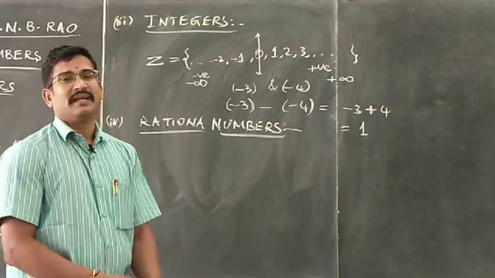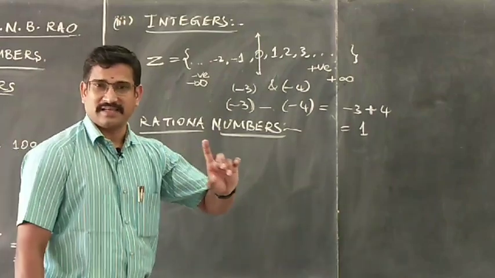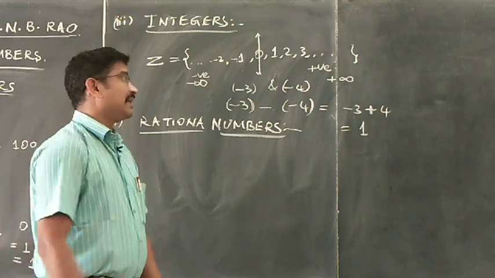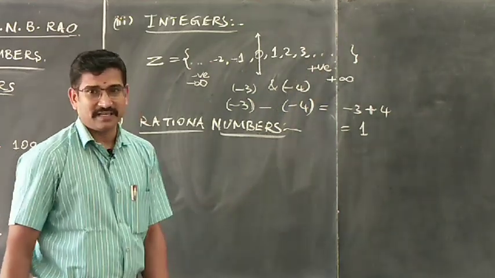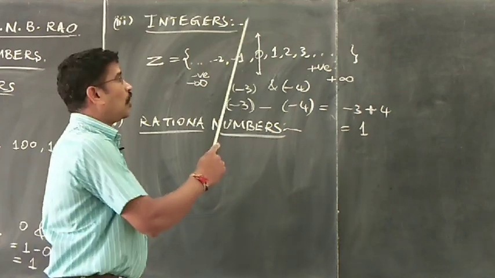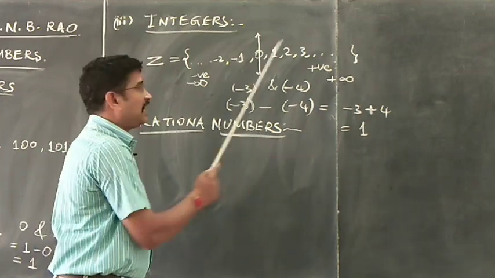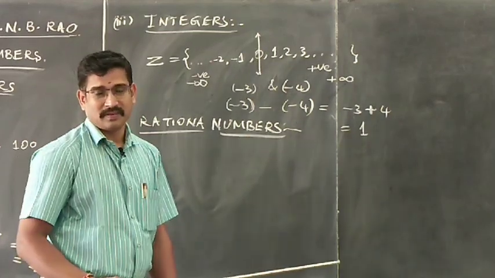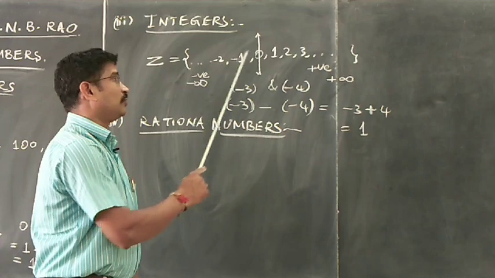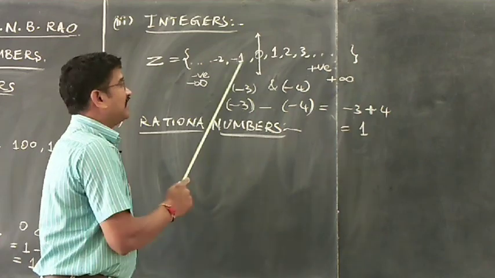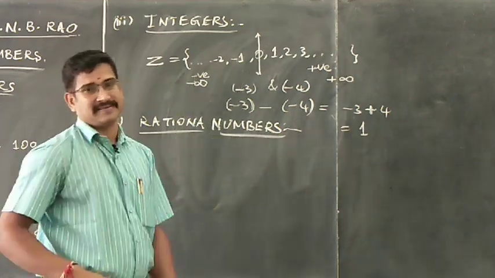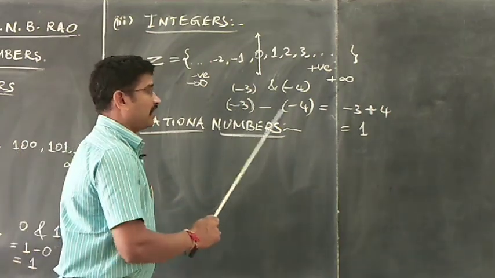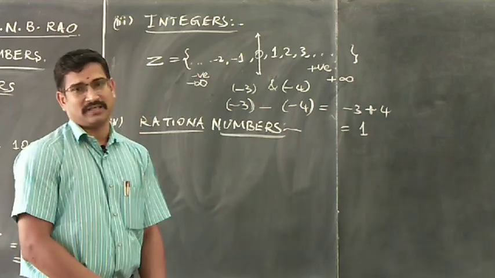Let us revise. In integers, there is no smallest integer. If at all you want, you can say minus infinity as the smallest integer. In integers, the biggest integer is plus infinity. The integer set contains all the whole numbers along with their images, and there is no image for 0. And the integer set is subdivided into positive integers, negative integers, and 0. And in integers, the difference between any two continuous integers is always 1.